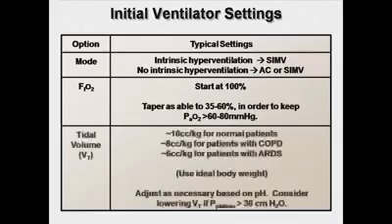For tidal volume, use approximately 10 cc's per kilogram for patients with healthy lungs, 8 cc's per kilogram for patients with COPD, and start at 6 cc's per kilogram for patients with ARDS. Adjust the tidal volume as necessary based on arterial pH. Also consider lowering it if the plateau pressure exceeds 30 centimeters of water.